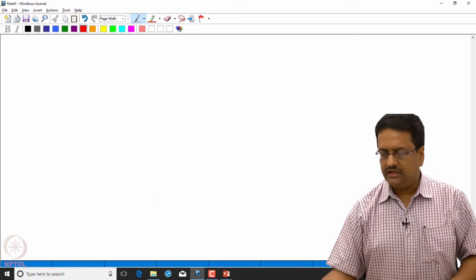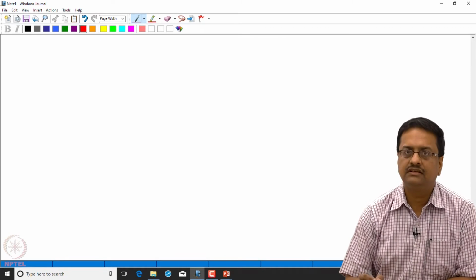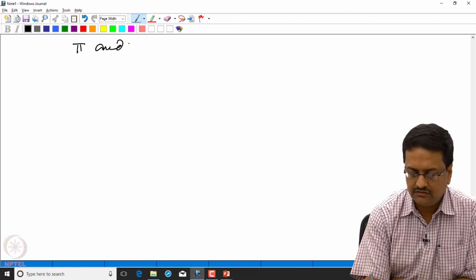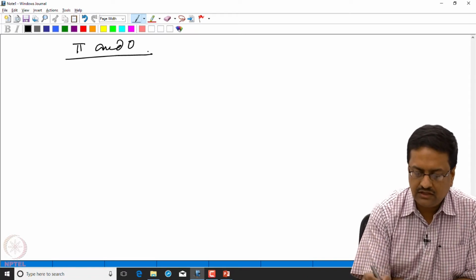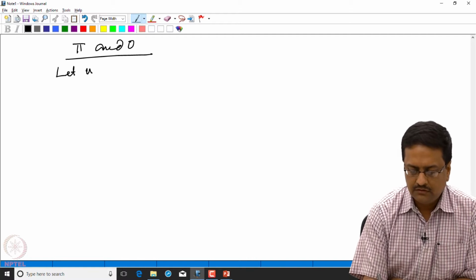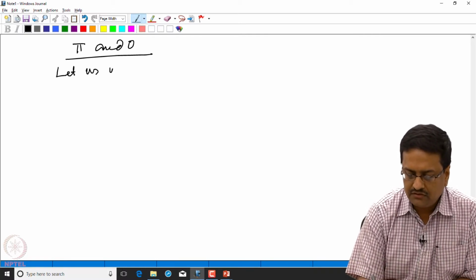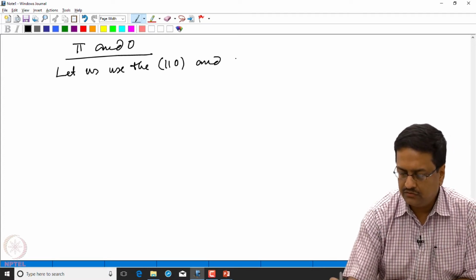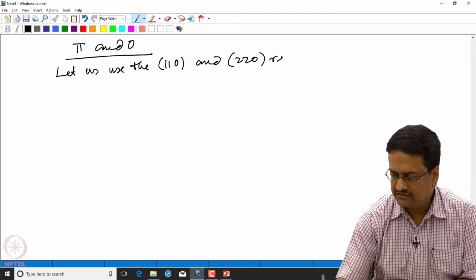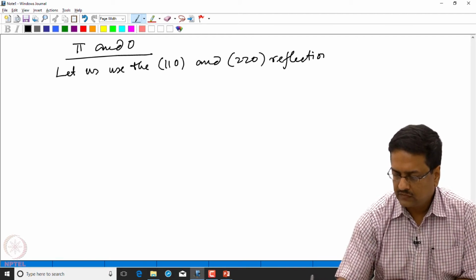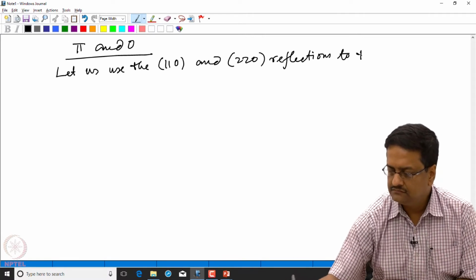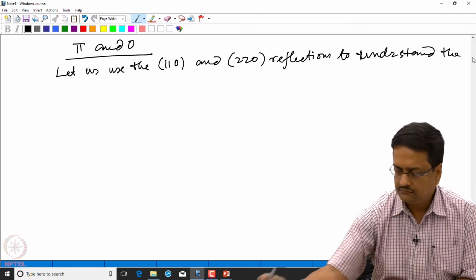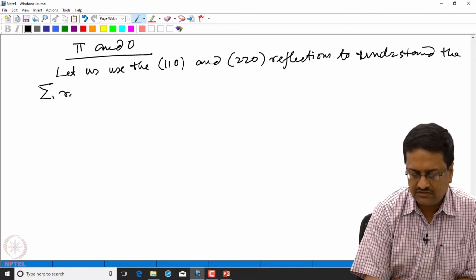Now, as we know that in case of centrosymmetric structures, the phases can be just pi and 0. Now let us use the 1 1 0 and 2 2 0 reflections to understand the sigma 1 relationship.